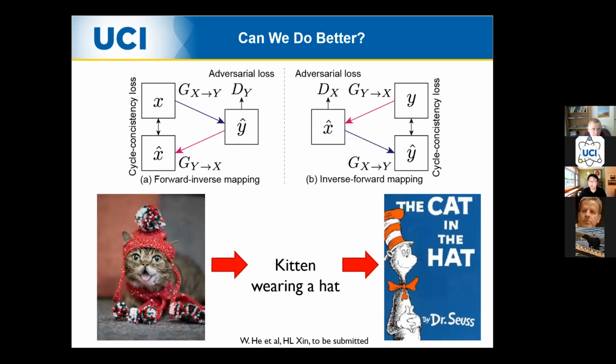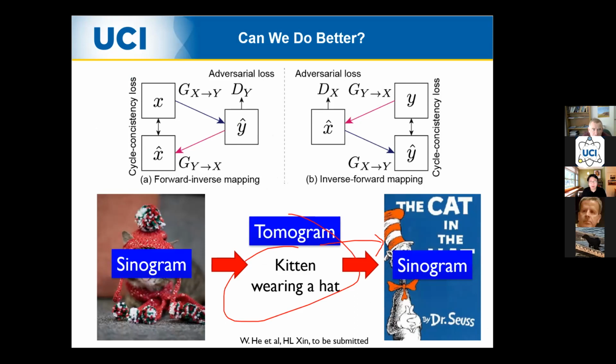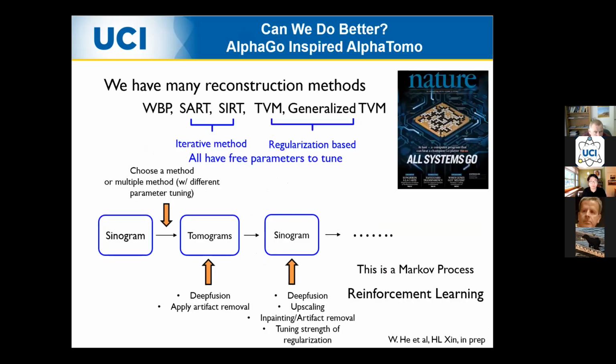You have a cute cat, and you describe it as a kitten wearing a cat, and then you have another generative network that creates the cat from the description. Is this book already banned? Anyway, that's actually where you have sinogram, tomogram, and sinogram. That's doing the same thing, and this network performed very well.